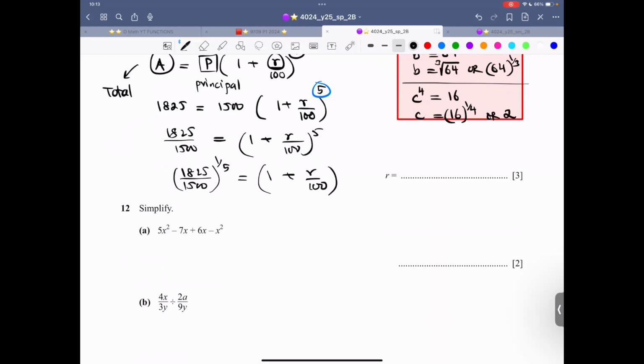So 1825 divided by 1500, let it come out to be in decimal 1.21666. Raise it to a power of 0.2. Instead of fraction, write 0.2. So therefore, 1 plus R over 100 comes out to be 1.0400. R over 100 is coming out to be 0.0400. Therefore, R multiplied by 100, that is 4.00%, and that's the answer.